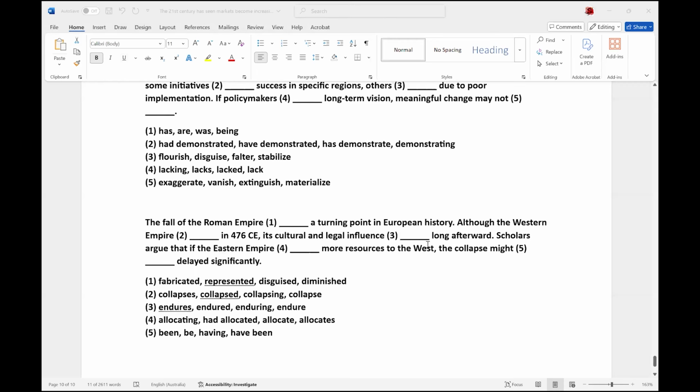Sorry, sir, I mean, cultural and legal influence. This will be counted as singular. Influence. Should it be endures or endured? Its cultural and legal influence long afterward. I think it should be endured, not endures. Endured long afterward.